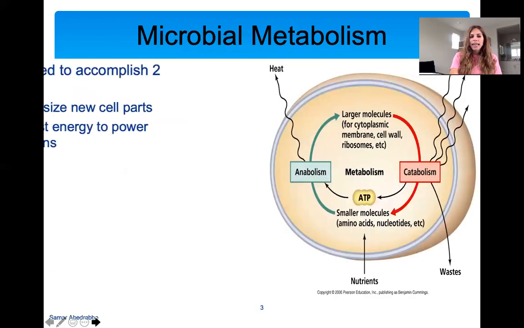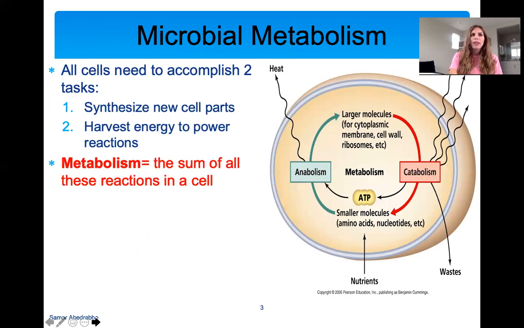To start off the lecture, all cells in the world, whether prokaryotic or eukaryotic, need to do two things. They need to make new cell parts. So human cells and bacterial cells and yeast cells and mold cells always have to make new cell parts. And they also have to come up with energy so that they can make new cell parts. So you need to make energy so that you can use the energy to create different cellular components. And the combination of all these reactions, whether it's making energy or using energy to create things, is called metabolism.